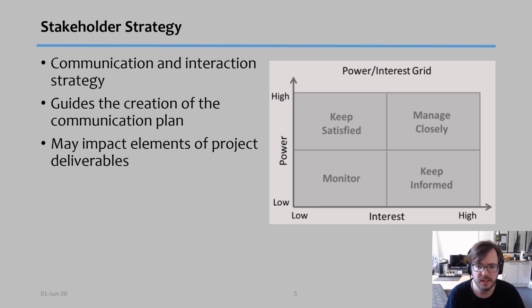So what we see here is that monitor is the easiest one to do. Keep satisfied and keep informed are somewhere in the middle in terms of effort, and the hardest one to do is manage closely. When I say hardest, it's because you're going to spend much more time with people in this category than with others. So most of your time should be dedicated to people in the manage closely category. Then you should dedicate some time to people under keep satisfied and keep informed. And finally, you dedicate a little bit of time to the people under the category of monitor.